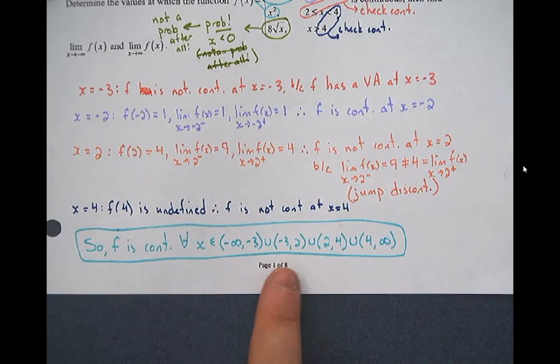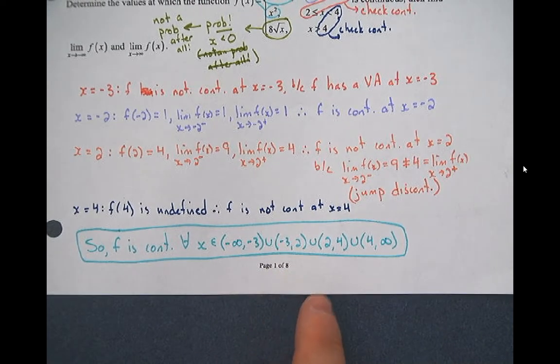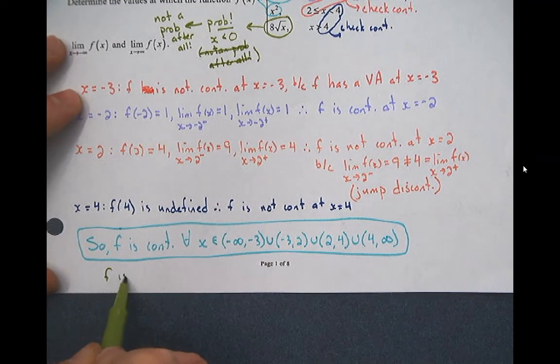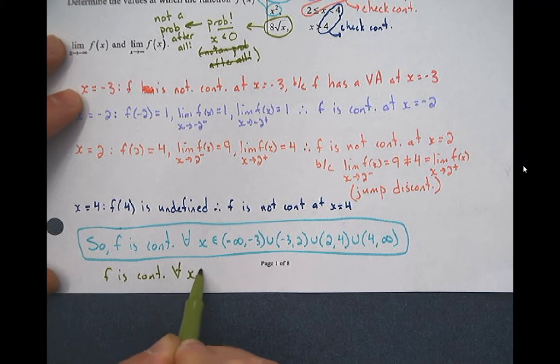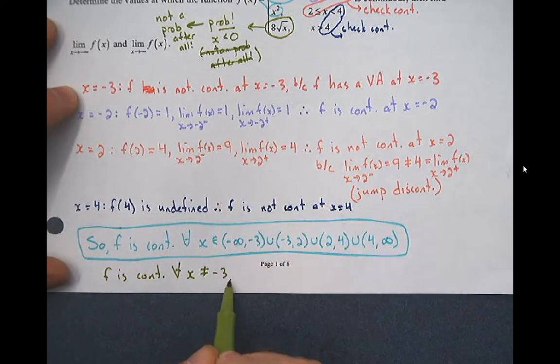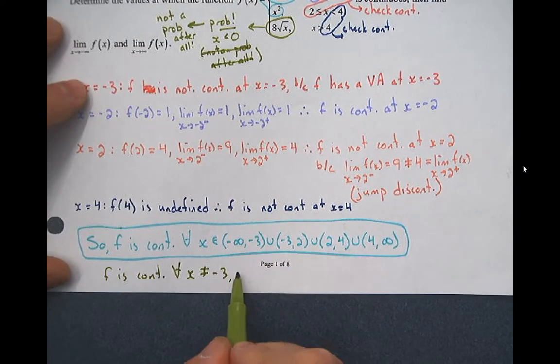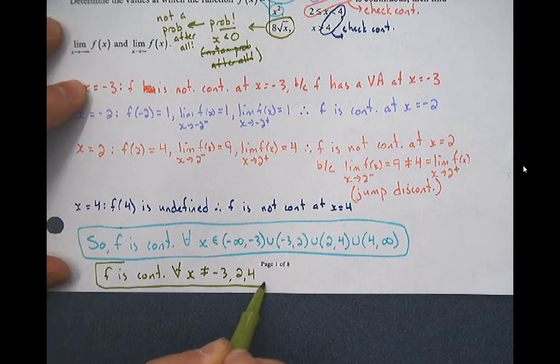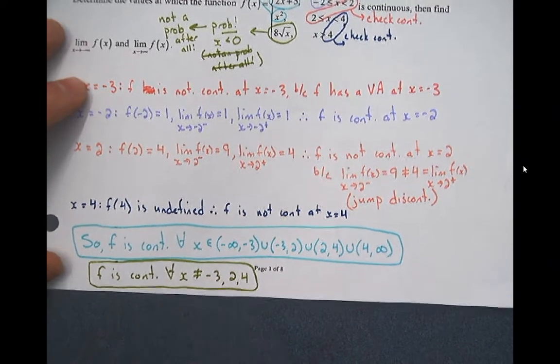Another way to do this, and I'm kind of thinking I wish I would have done it that way, is to just say where the continuity is. So for instance, I could say f is continuous for all x not equal to -3, +2, and +4. I wish I would have written it up that way. Obviously, that's a lot easier to write up.